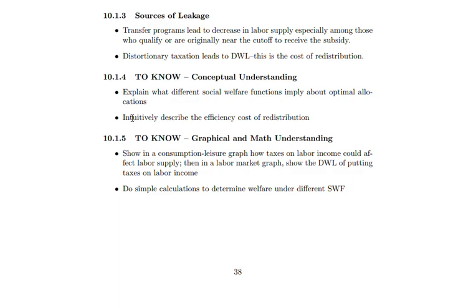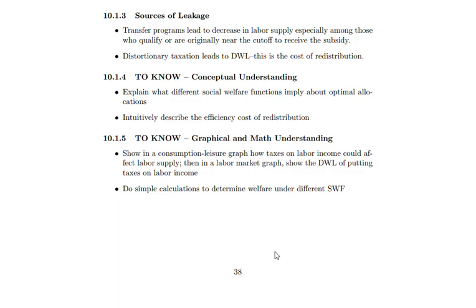So those are the sources of leakage. The transfer program leads to a decrease in labor supply, especially among those who qualify or are originally near the cutoff to receive the subsidy. Distortionary taxation leads to deadweight loss. This is the cost of distribution. You need to sacrifice something in order to get more equity.